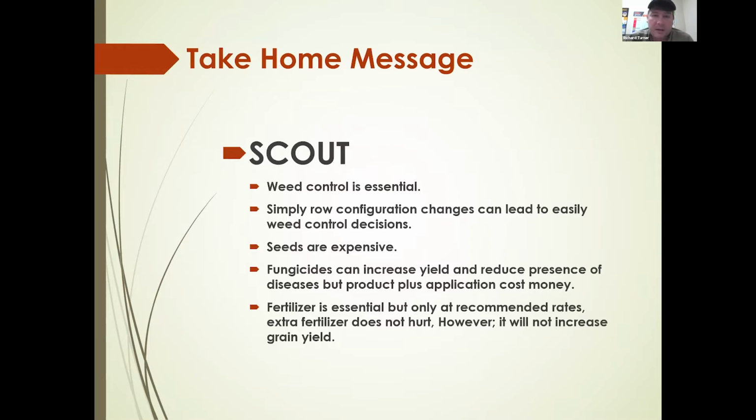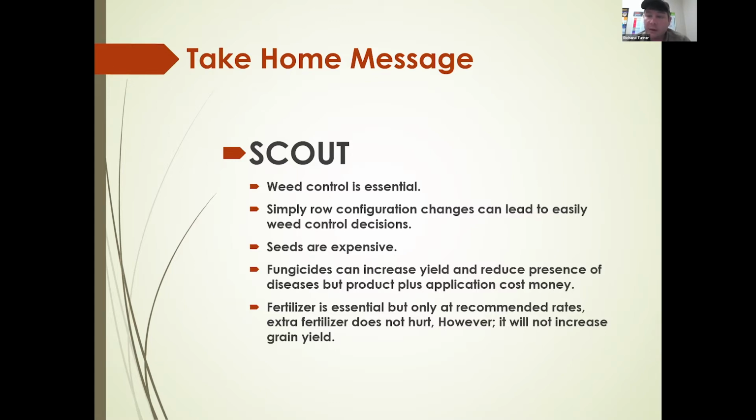So the take home message of my presentation and all my research is scout. Weed control is essential. So go out, make sure you have weeds. Don't make unnecessary applications. Row configuration can lead to more yield, and it also can lead to reduced inputs in some kind of way, such as weed control. So not only can it make you more yield, but it can also save you money if you don't have to make as many applications. Seeds are expensive, so keep that in the back of your head.